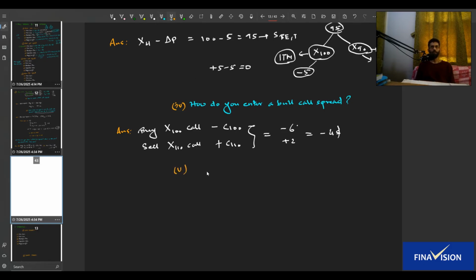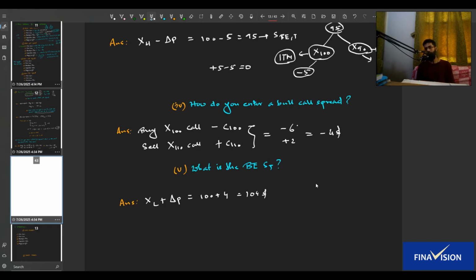The next question: what is the break-even price at expiry? The answer is the lower strike price plus the difference of the premiums. This is equal to 100 plus 4. The difference of the premiums is 4. So the spot price at expiry at which break-even occurs is $104.